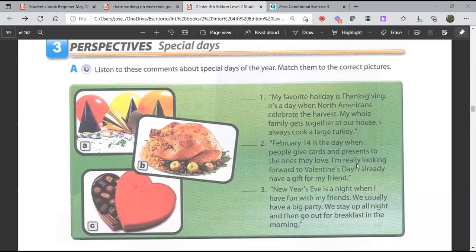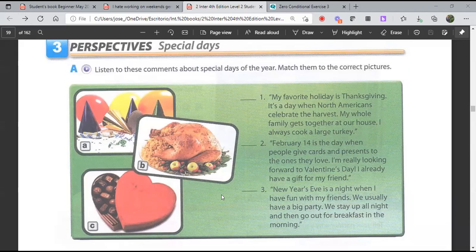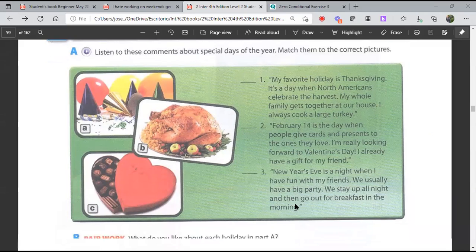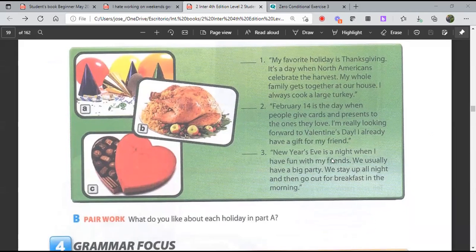And really looking forward to significa estoy ansioso de. I'm looking forward to. Okay, in the Valentine's Day. I'm really looking forward to Valentine's Day, ¿verdad? No me espero como ansias de que se llegue el día. All right? And the other one for my boyfriend, is says over there, right? Or BF, we don't know.